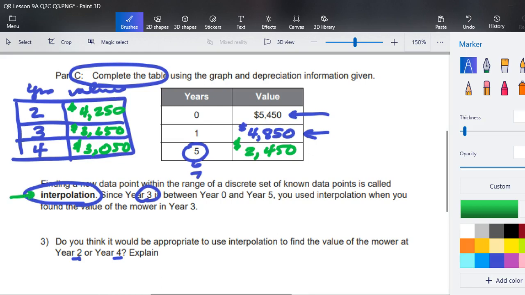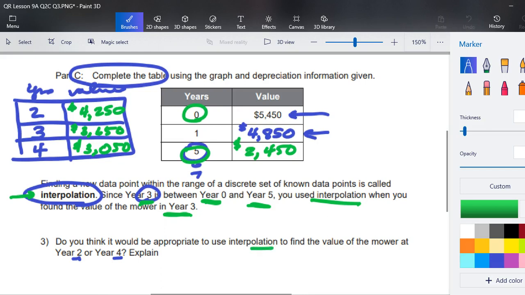And I need you to write down this word, interpolation. Since year 3 is between the data that we were given, year 0 and year 5, I believe. Yes, year 5 is on the graph that we saw earlier. It's not exact, and they did not tell us that exact number. But what it's saying is from our given data, since we were given year 0 and year 5, we're going to use interpolation when we find the value of year 3 because it's between given information.